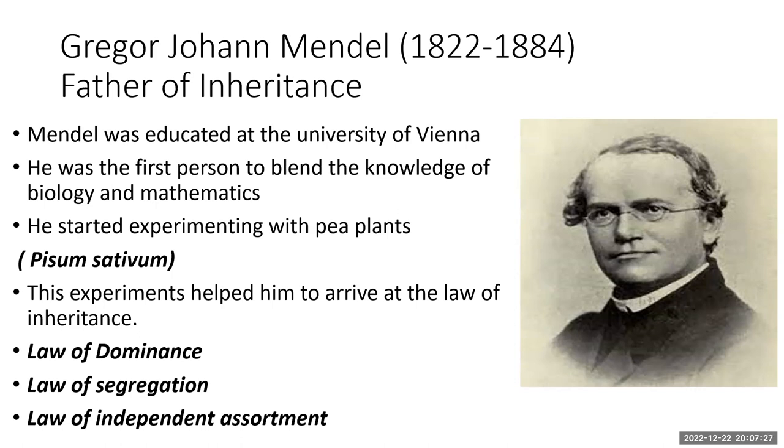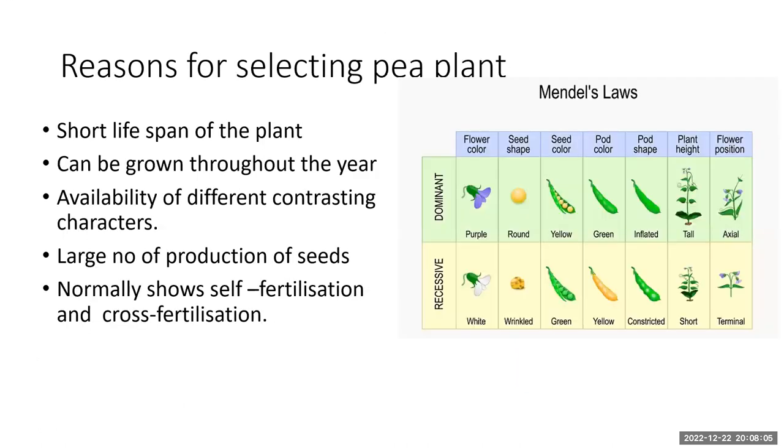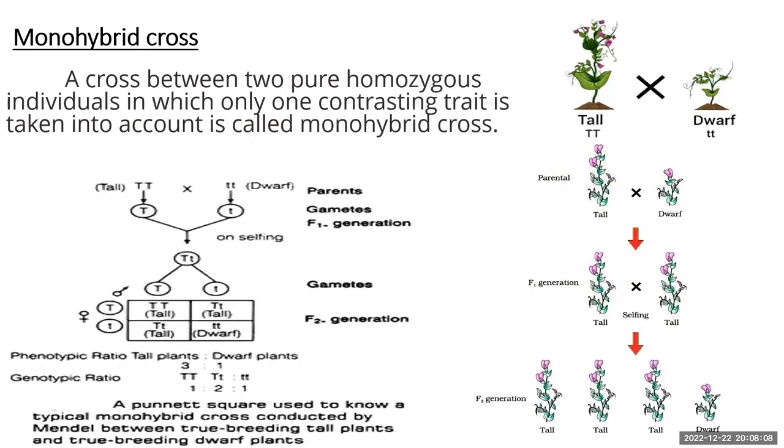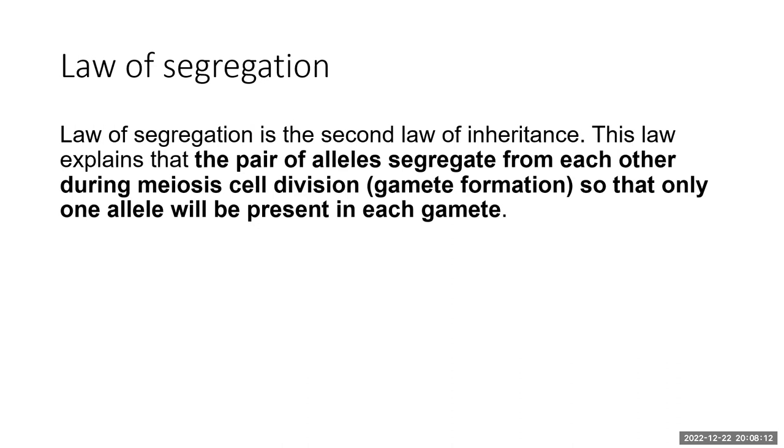Next, law of segregation. What is the meaning of law of segregation? During meiosis, the pair of alleles will segregate from each other, so that only one allele from each parent is present in its progeny.